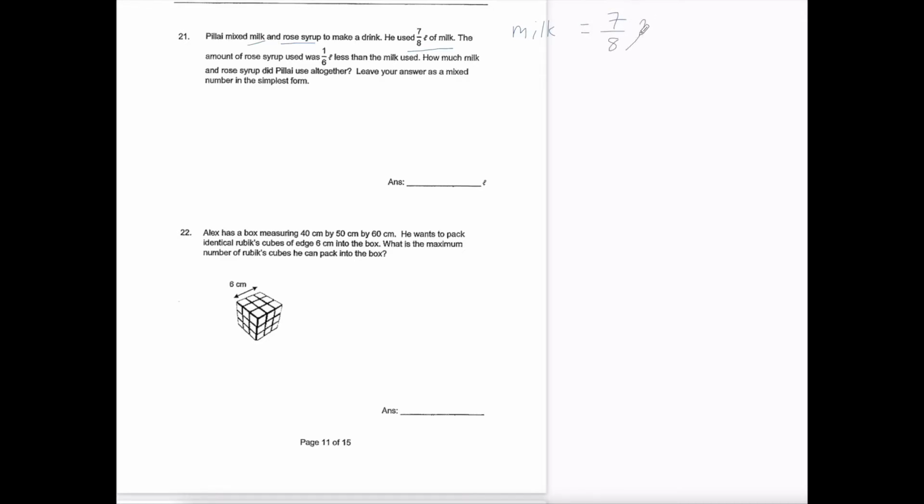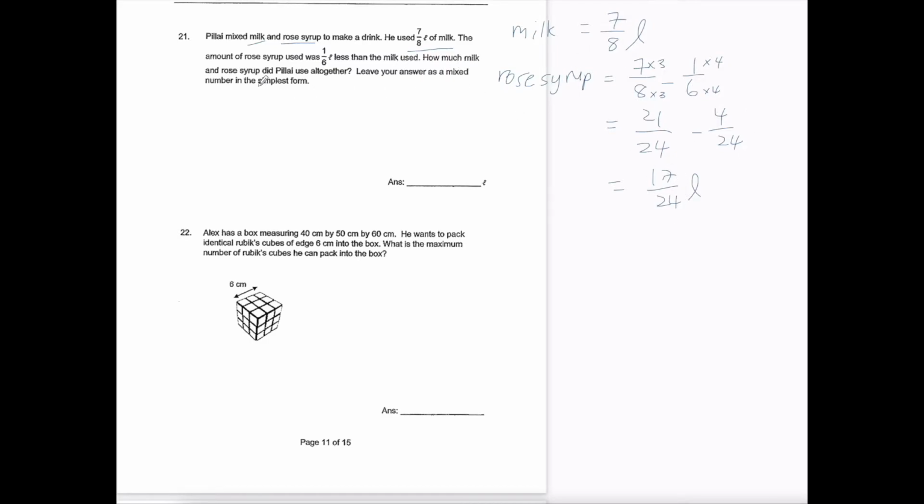7/8 liters, correct? So, how about rose syrup? It was 1/6 less than the milk used, so it's 7/8 minus 1/6. Let's make it a common denominator. We times 3 times 4 to get 24 at the bottom. 21 minus 4, you're going to get 17/24 liters, because 21 minus 4 is 17. So the amount of rose syrup used was this.